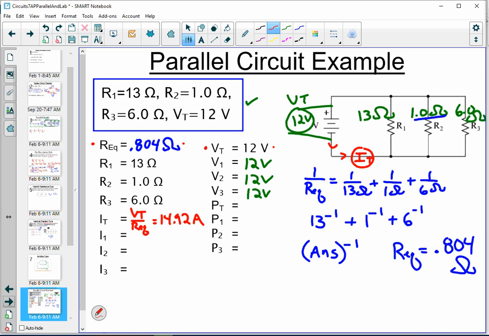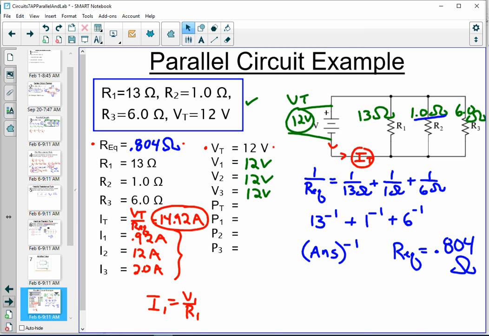We would also do I1 is V1 over R1. If we do that, we will get 0.92 amps for current 1. We will get 12 amps for current 2. And we will get 2 amps for current 3. Please note that the individual currents add up to the total current, even though we didn't force them to. It's the way the math worked out.